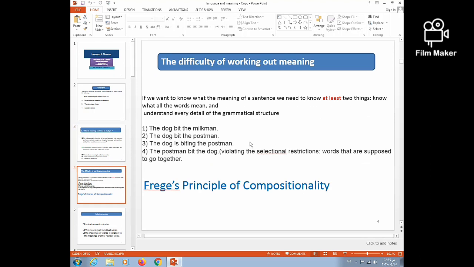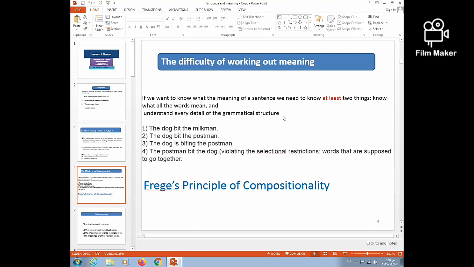Here we have, as I told you, a very important thing, which is the difficulty of working out meaning. It's so difficult, so puzzling, so controversial, but at least we can have some meaning by drawing on two important elements. Number one, the meaning of words, and also we need to understand every detail of the grammatical structure of a sentence.